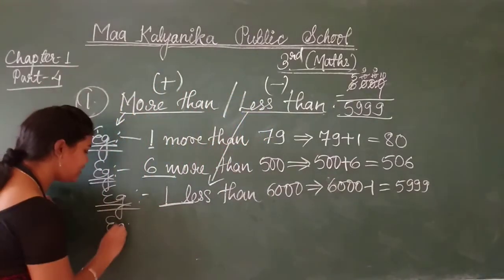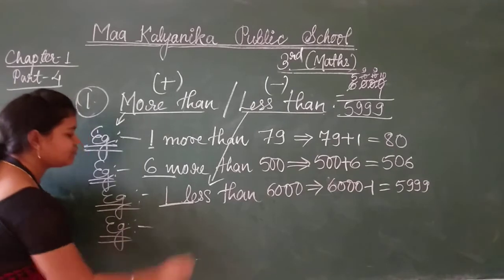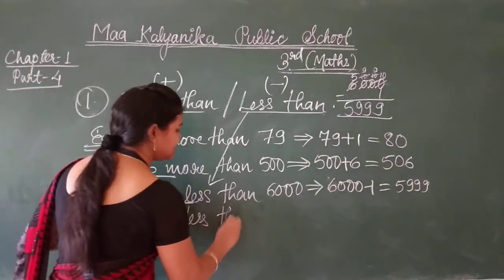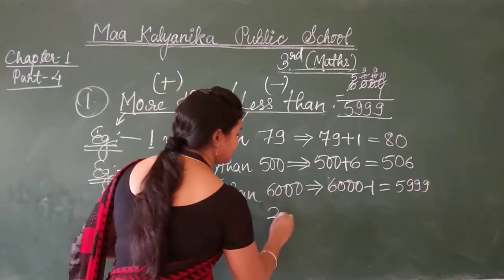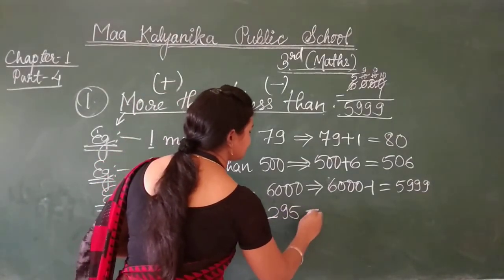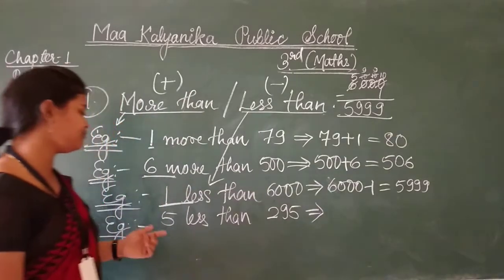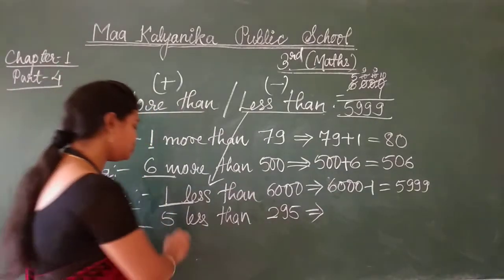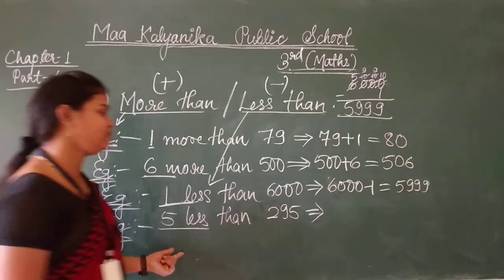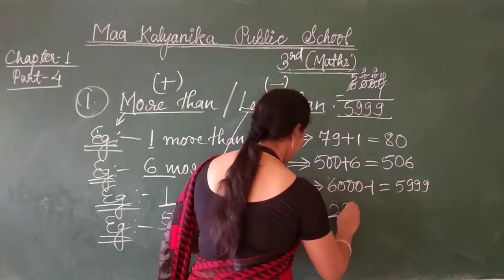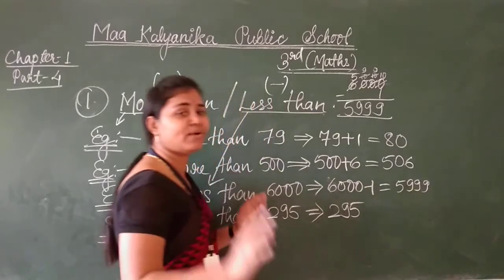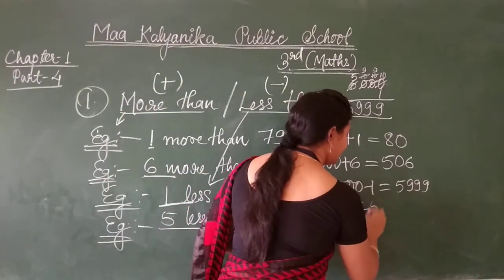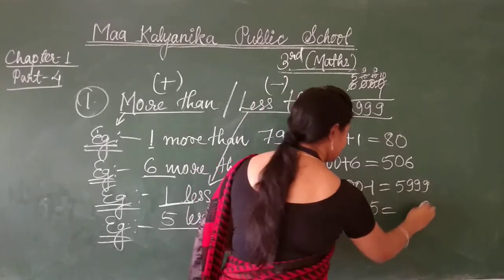One more example I am telling you in less than. For example, 5 less than 295. I am taking this number. 5 less than 295. So we have to subtract 5. So 295 is there, we have to subtract 5. Less than means minus 5. So 5 minus 5 is 0.